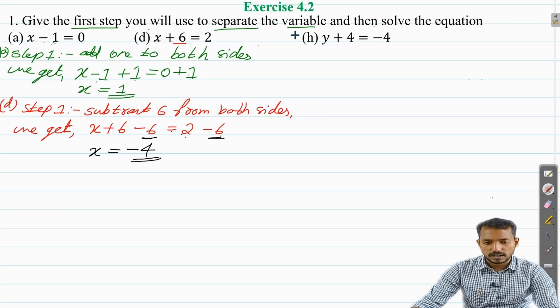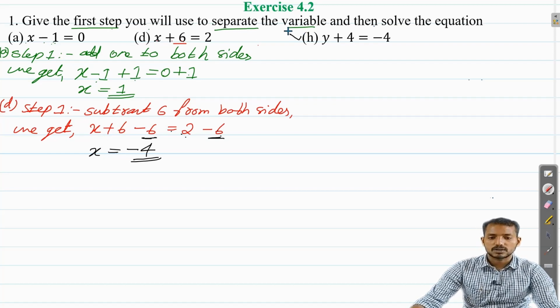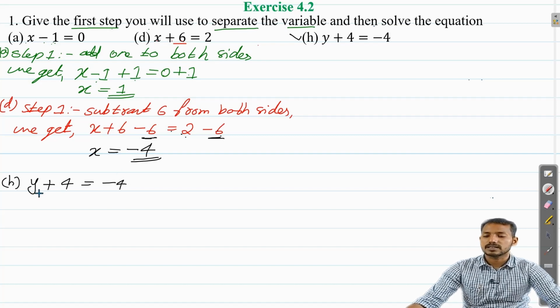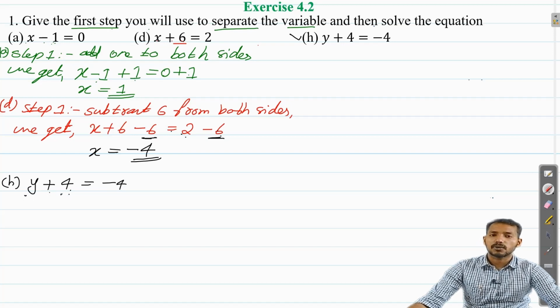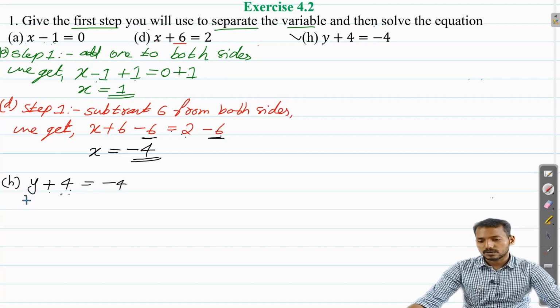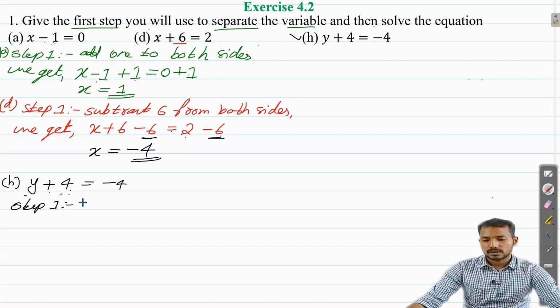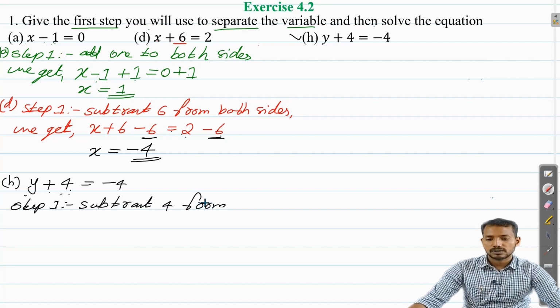Now the last option I am going to discuss from the question number 1 is option H. Y plus 4 is equal to minus 4. Here you can see 4 is added to the variable, so we need to subtract 4 from both sides. So step 1 is subtract 4 from both sides.